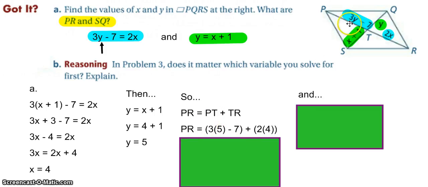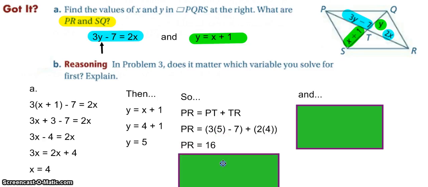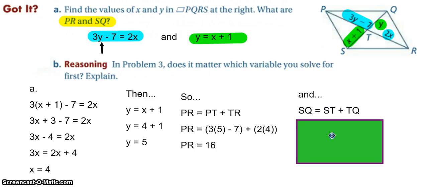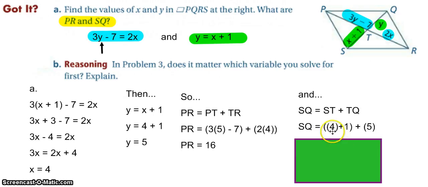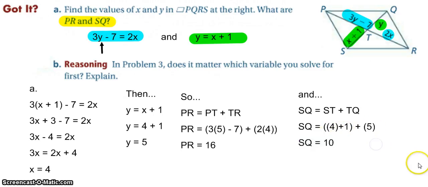PT was this expression 3y minus 7, but instead I substitute in for the y and sub in that 5. I do the math and find out that PR is equal to 16. I do the same thing for SQ, but it is the combined segments of ST and TQ. So then ST, I plug in my 4 for the X plus 1, and then my Y is 5. I combine them and find out that SQ is 10.